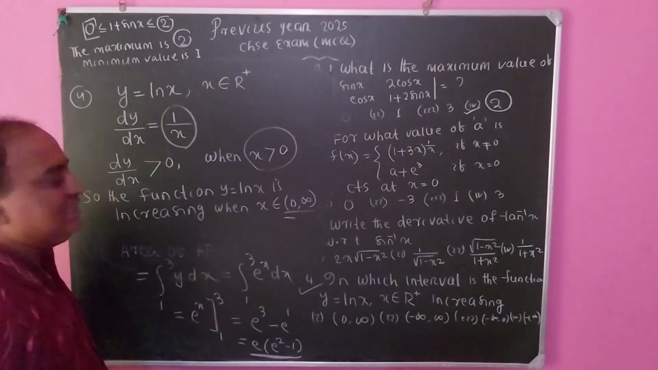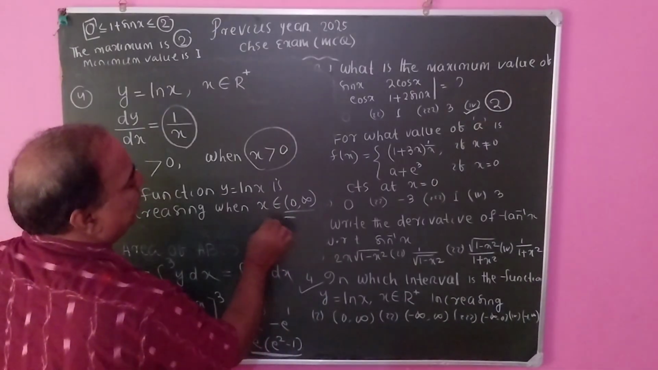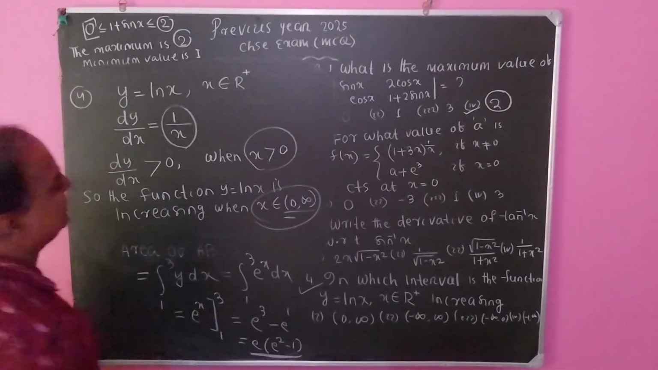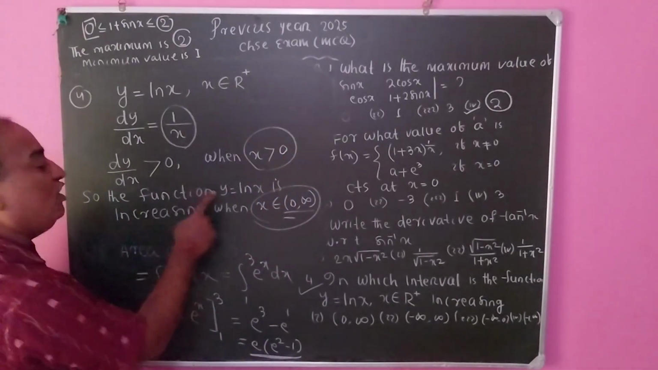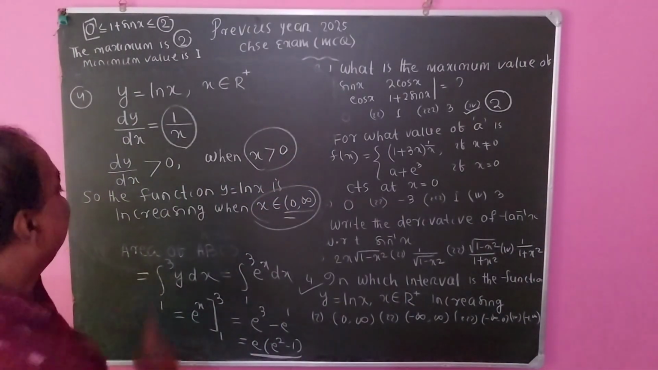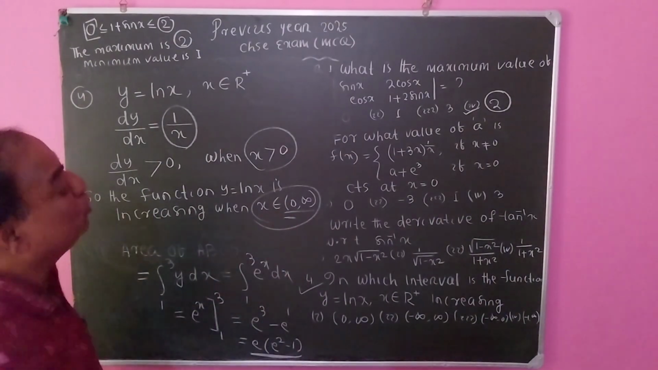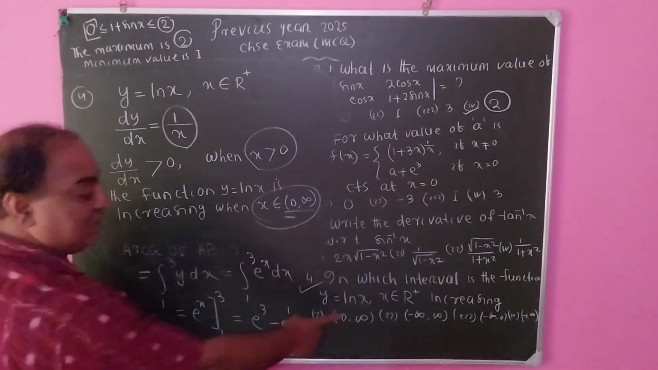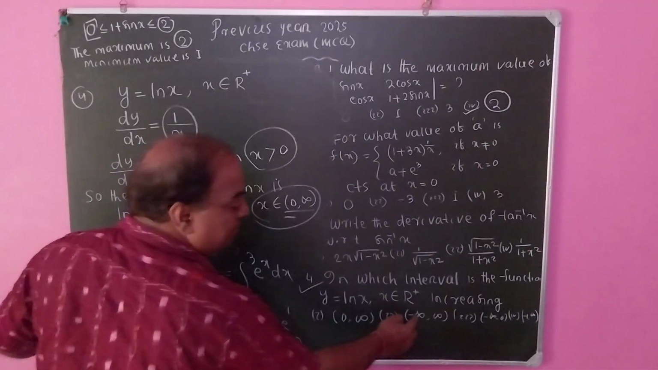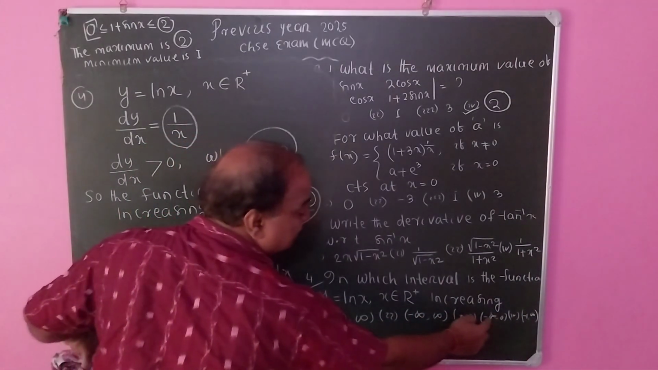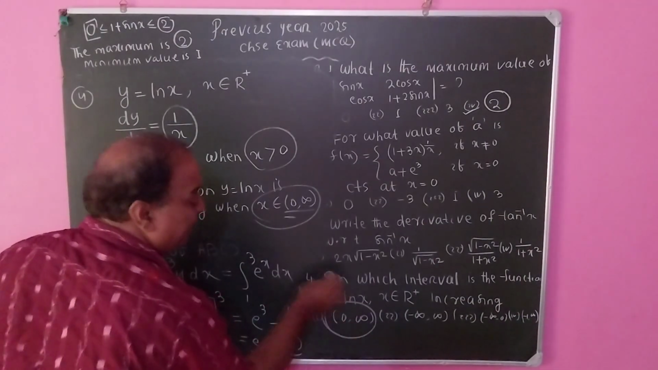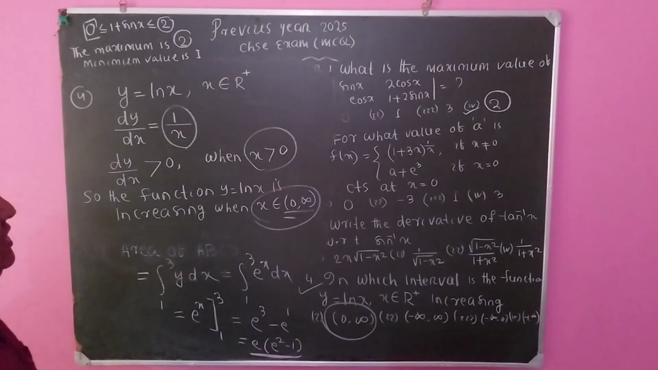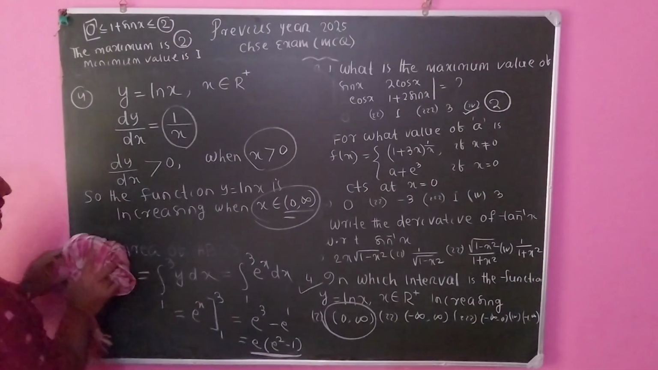X greater than 0 means x belongs to 0 to infinity. Dy by dx is greater than 0 when x is greater than 0. That means the function y is equal to ln x is increasing when x belongs to 0 to infinity. So in our choices, 0 to infinity, minus infinity to infinity, minus infinity to 0, minus 1 to infinity. The correct answer is 0 to infinity. Okay, now let us take another question.